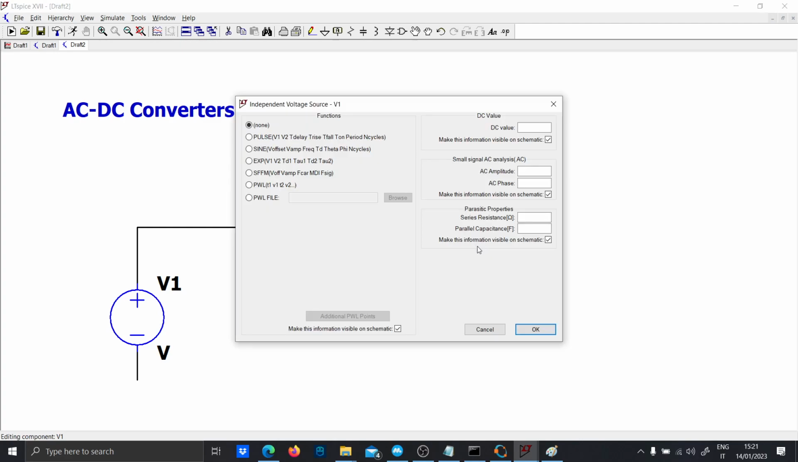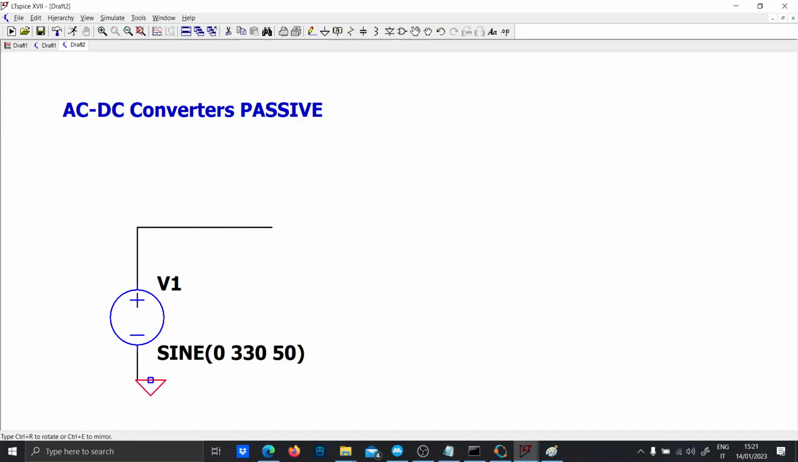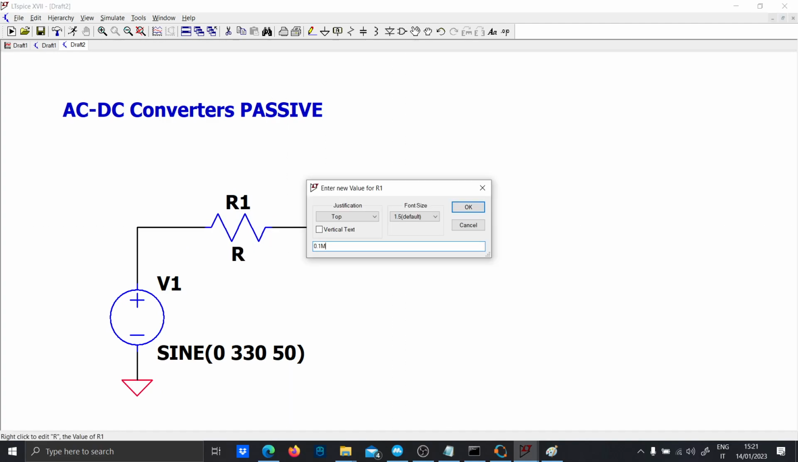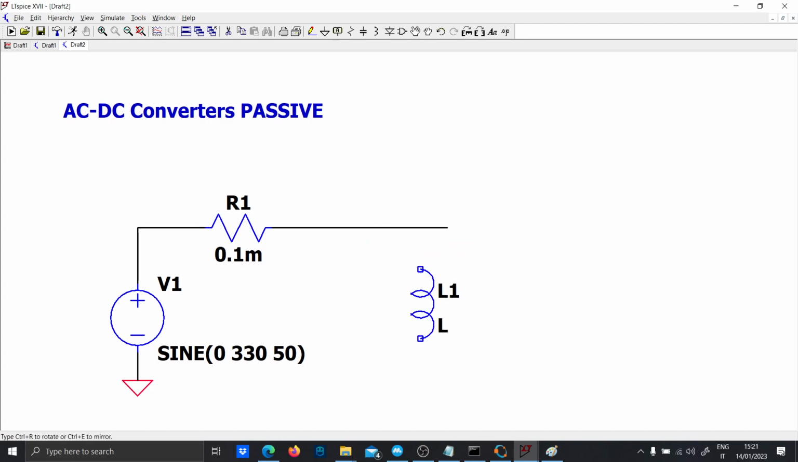the Graetz bridge. Let's put a sine wave with 330 volts of amplitude and 50 Hz as a frequency. Now, because I want to complicate the simulation, let's even put a transformer.